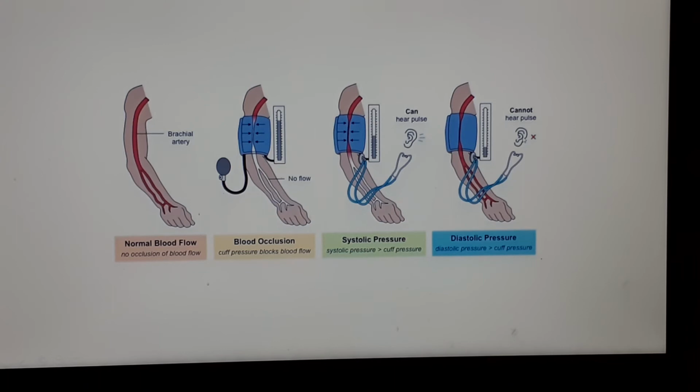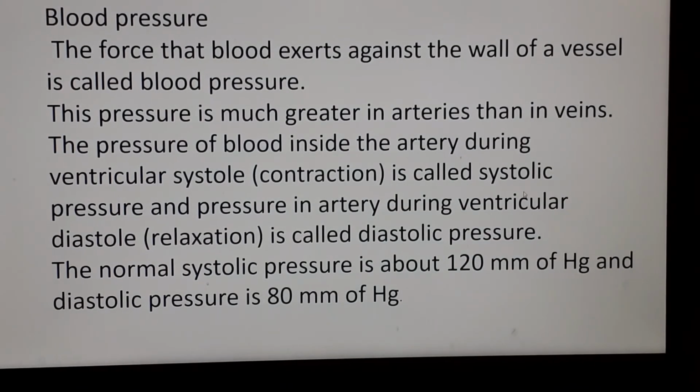Here we can't hear the pulse over there. Just the measurement, see here. This is more than that of this one. So this is called diastolic pressure. This is the artery measurement, the pressure in arteries, and this is the pressure in veins. This is said to be the blood pressure.